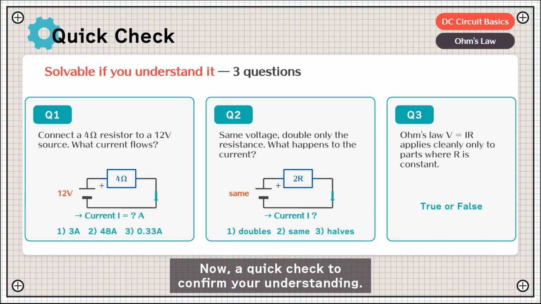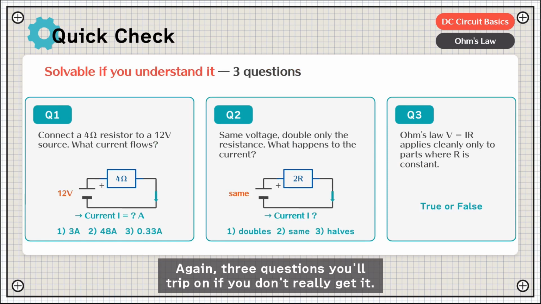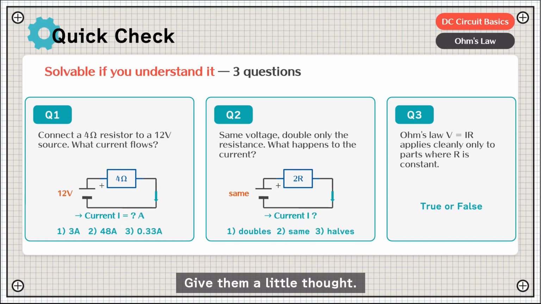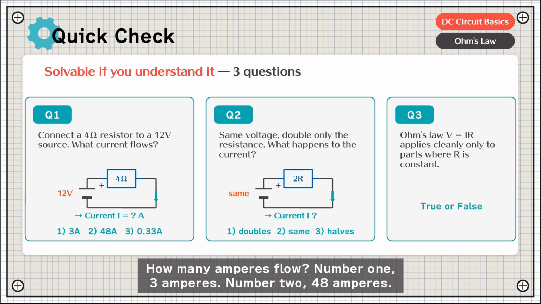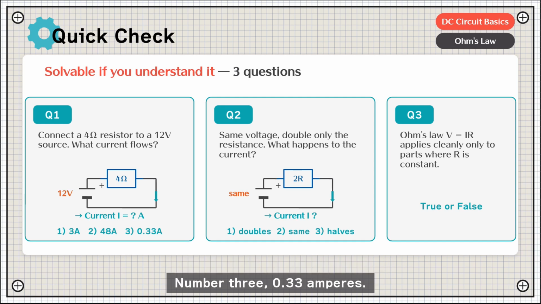Now a quick check to confirm your understanding. Again, 3 questions you'll trip on if you don't really get it. Give them a little thought. Question 1. You connect a 4 ohm resistor to a 12 volt source. How many amperes flow? Number 1, 3 amperes. Number 2, 48 amperes. Number 3, 0.33 amperes.